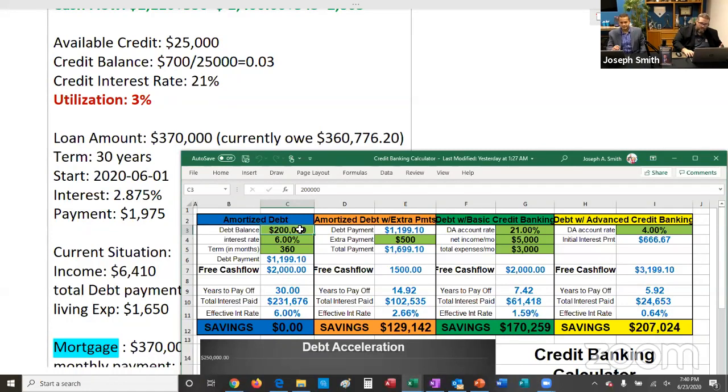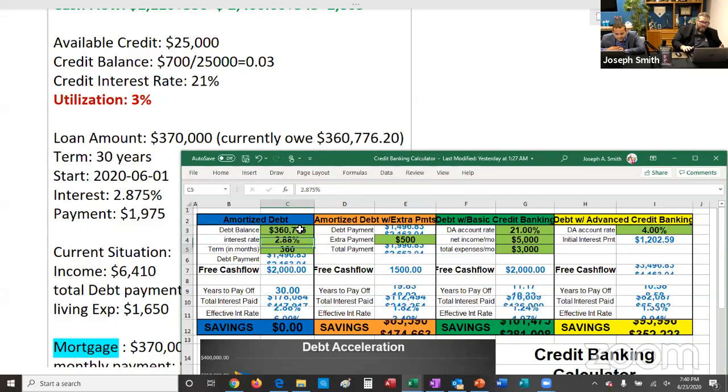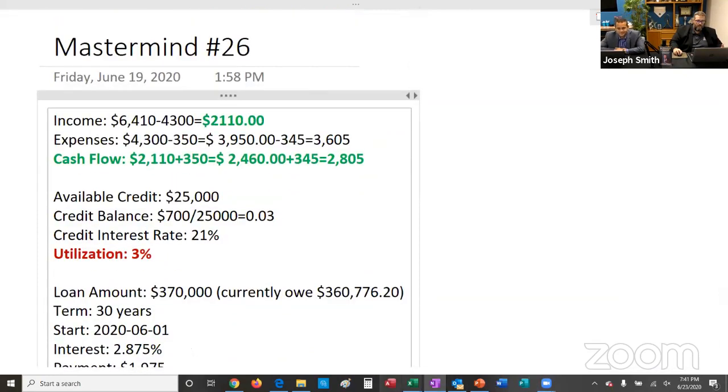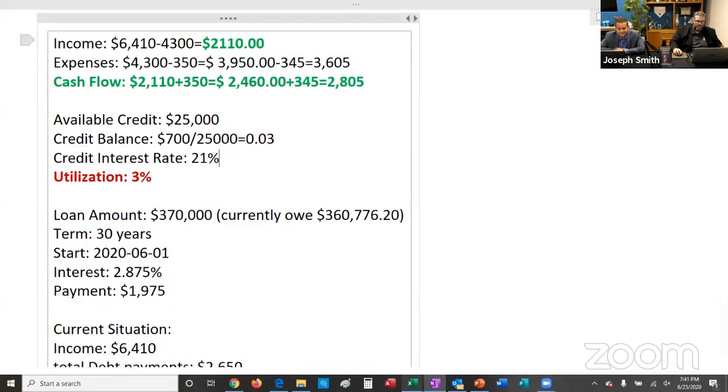Okay, so this is what we're going to have to do. We're going to have to type this in: $360,776.20, and all of that's at 2.875% interest rate, and we're at 346 months left. And so our payment, it says here, is $1,535.10, but the payment over here says $1,975. Ray, what's the discrepancy? Oh, that's the escrow that takes care of your taxes and your insurance. Thank you, Ray. I knew you could answer that, Mr. Property Guy.